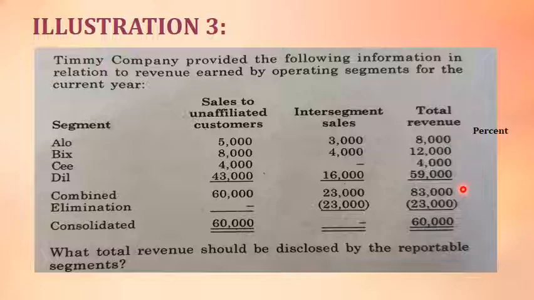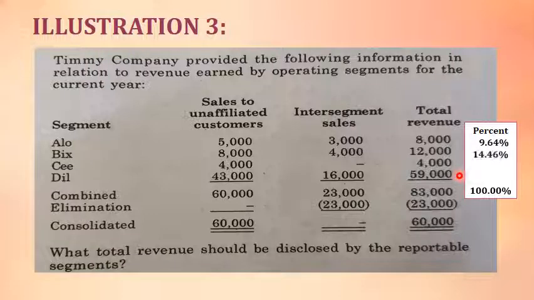8,300. So, dapat 8,300 or more para masabi nating reportable segment. So, ang included lang dyan ay yung kay BIX, segment BIX, 12,000, and segment deal na 59,000. Okay, so eto kasi yung percentages nila. 100% syempre yung 83,000, we have 9.64% dun sa 8,000, 14.46% sa 12,000, 4.82% sa 4,000, and 71.08% naman yung kay deal. So, 12,000 and 59,000 ang reportable revenue.